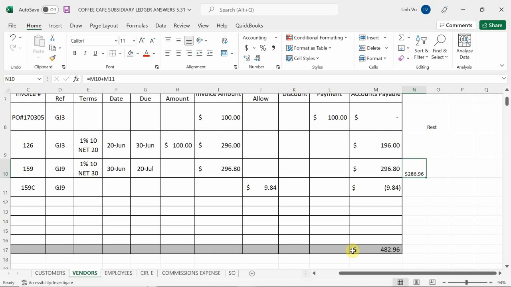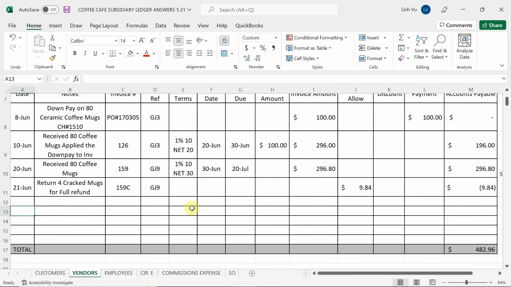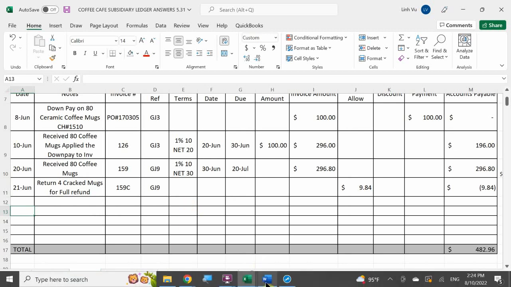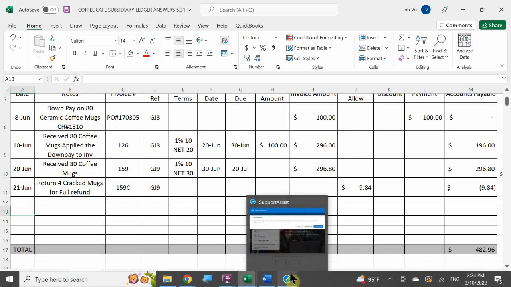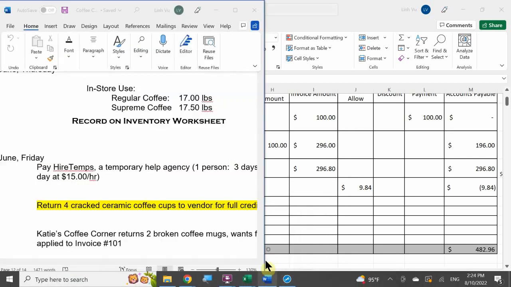Okay. Whew. All right. Now that we finally adjusted this right here, we already adjusted the inventory. We adjusted the journals and the ledger itself. So now we can go ahead and see what happens next. Okay.